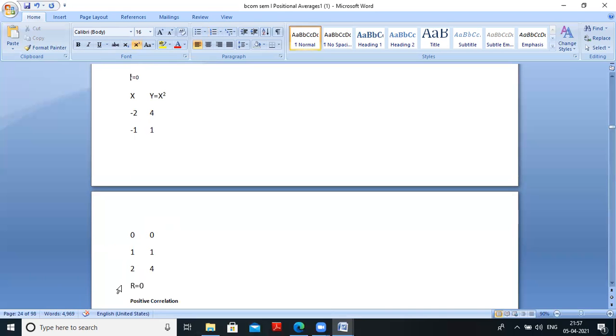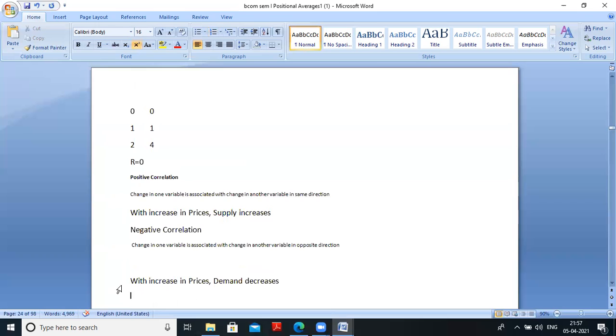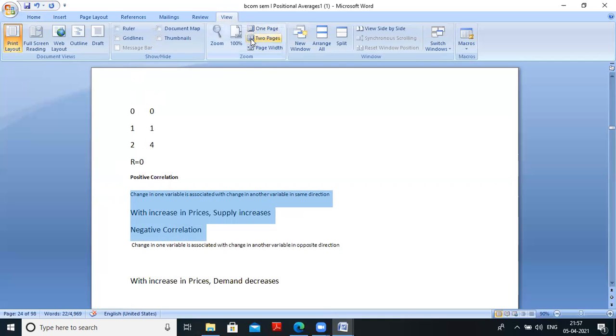Positive correlation is when change in one variable is associated with change in another variable in the same direction. What does it mean? Suppose I try to find out correlation between prices and supply, or income and consumption. If there is an increase in income, then consumption will automatically increase. Similarly, if there is an increase in price, supply will automatically increase. Ceteris paribus, no doubt, keeping other things constant, right?